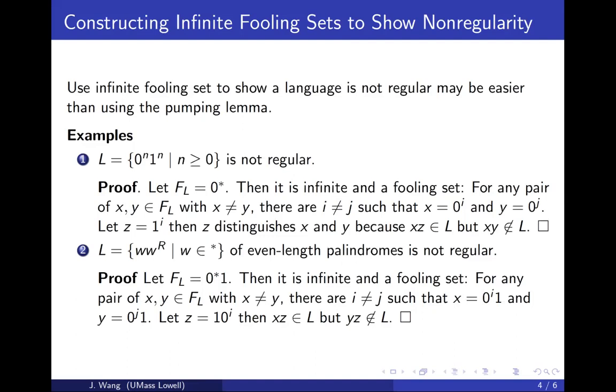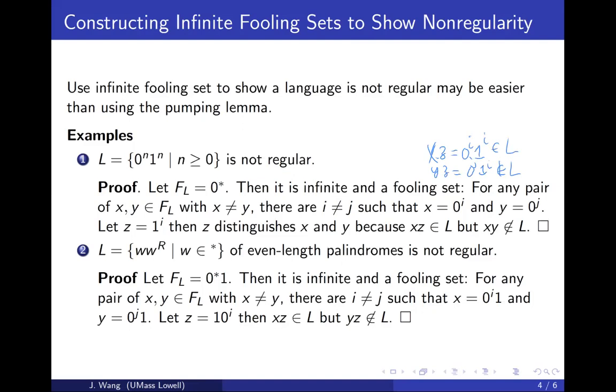Then we know that xz is 0 to the i, followed by 1 to the i. It is in L. But then yz is 0 to the j, followed by 1 to the i. Since j is not equal to i, it is not in L. So we have an infinite fooling set for L. Hence, L cannot be regular.